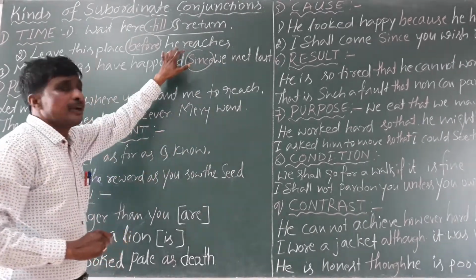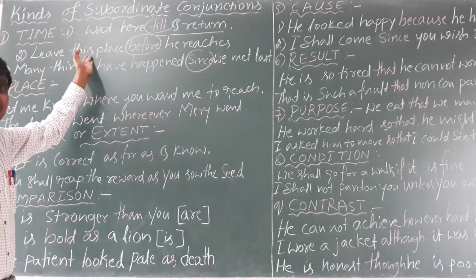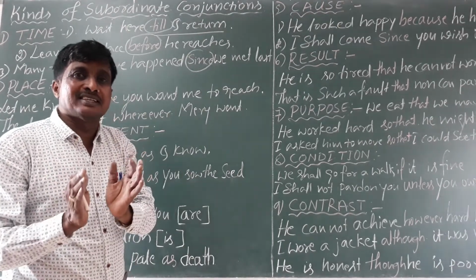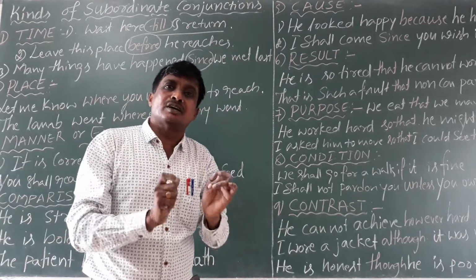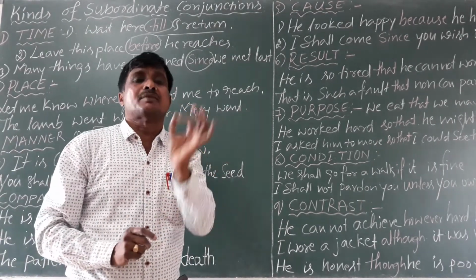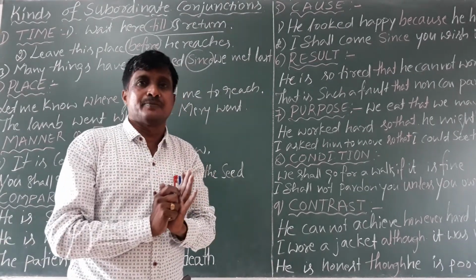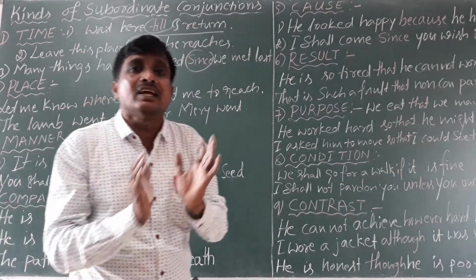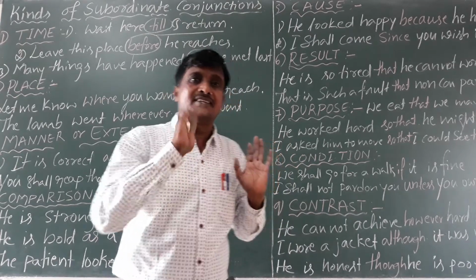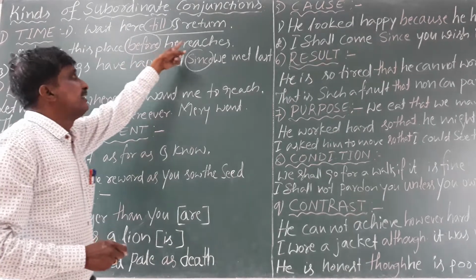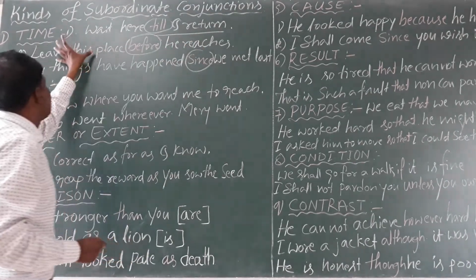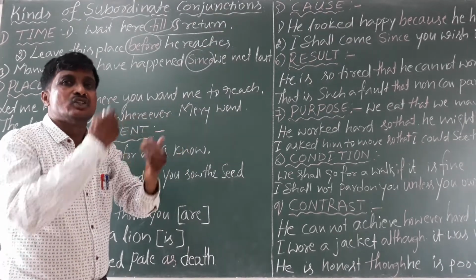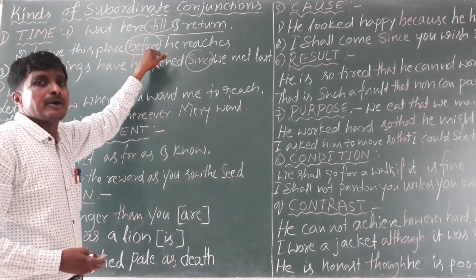It means subordinate class. A subordinate class joins with the main class. I already told you at the time of subordinate classes, subordinate conjunctions are used to construct subordinate classes. Subordinate classes join the classes or phrases or sentences of unequal rank. So this is not equal. Leave this place is the main class, and before he reaches is the dependent class. A dependent class joins with the main class by a subordinate conjunction.